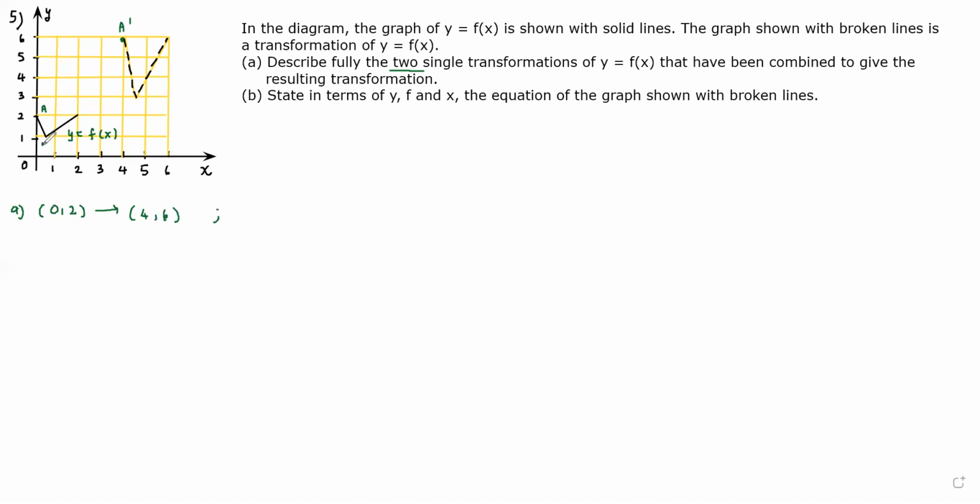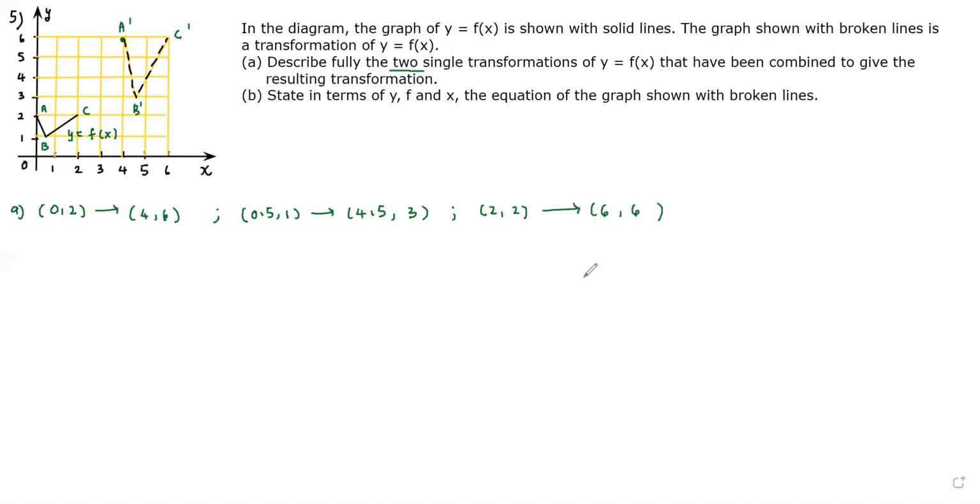And then the point, let's say this is point B, and this is the image. So B with coordinates (0.5, 1) has been transformed to (4.5, 3). And the third point here, let's say this is point C, and that is the image. So point C has coordinates (2, 2). The image of C has coordinates (6, 6).